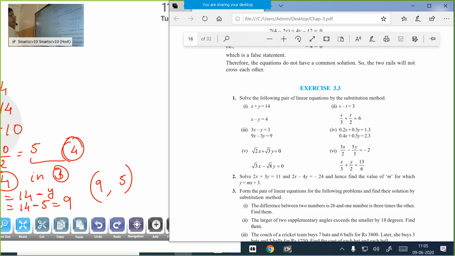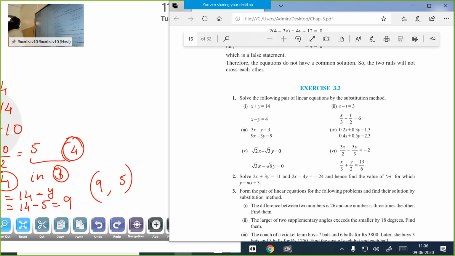Solve the following pair of linear equations by the substitution method. What is the substitution method? We know that in the substitution method, the first step is to write the given equation and find the value of one variable, say x or y, in terms of the other variable. That is the first step. You can take x or y in terms of the other variable.